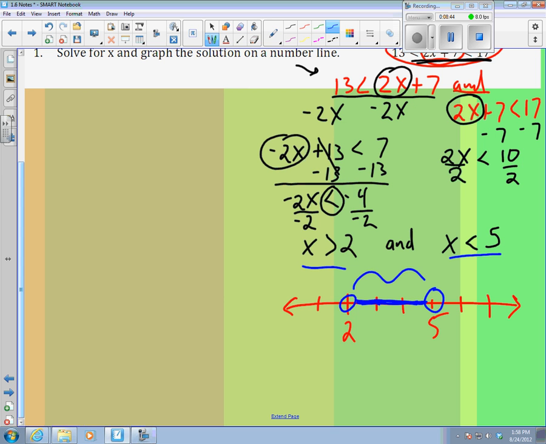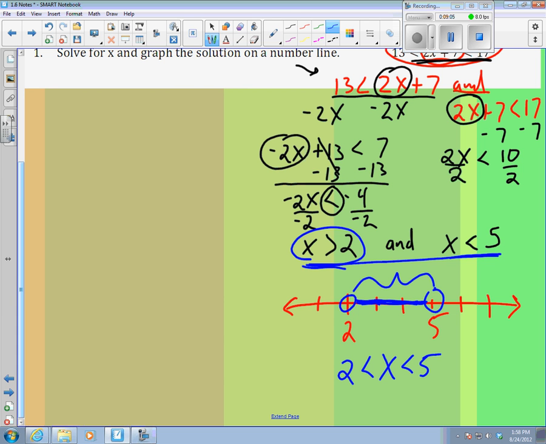Between 2 and 5. So I'm not going to leave my answer like this. I'm going to say, first of all, the obvious part, x is less than 5. And here's where people get stuck a little bit. Basically, you're just going to flip this around. 2, instead of greater than, you're going to say less than x.